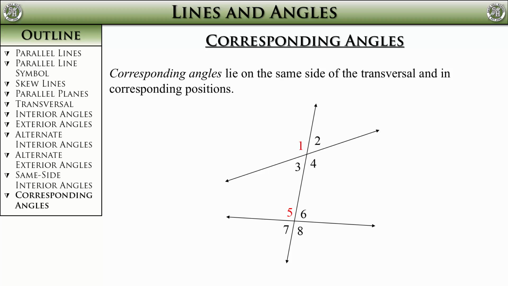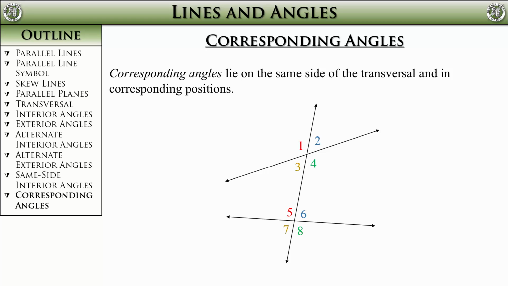We can use similar logic for the rest. Angle 2 is roughly on the top right corner. For the bottom grouping, the corresponding one also approximately on the top right corner is angle 6. So angle 2 and angle 6 are corresponding angles. On the bottom right, we have angle 4 and angle 8. So angle 4 and angle 8 are corresponding angles. Finally, the bottom left pair. Angle 3 and angle 7 are corresponding.